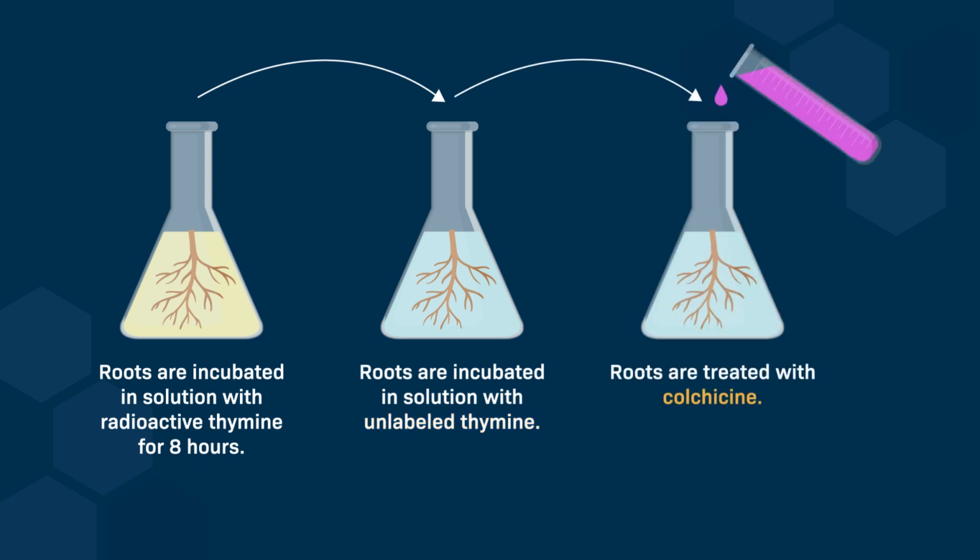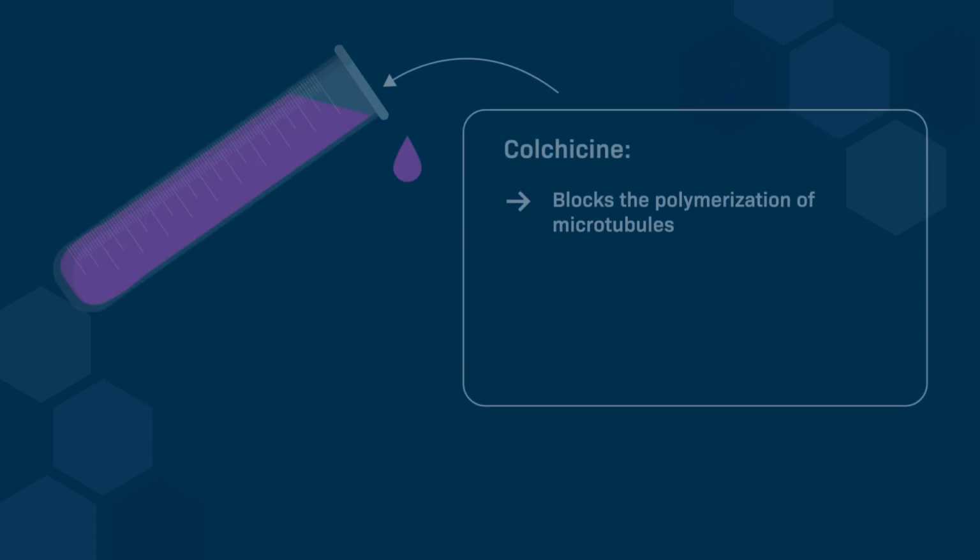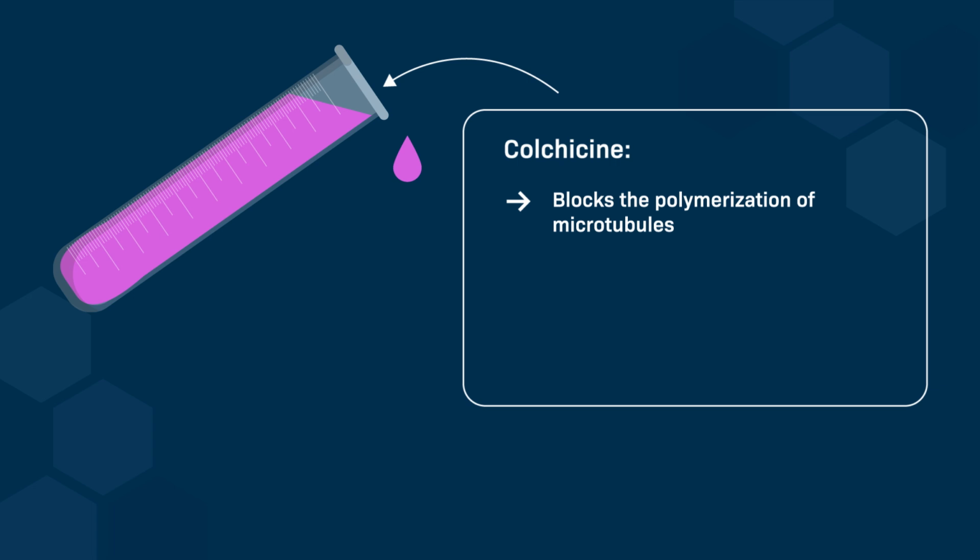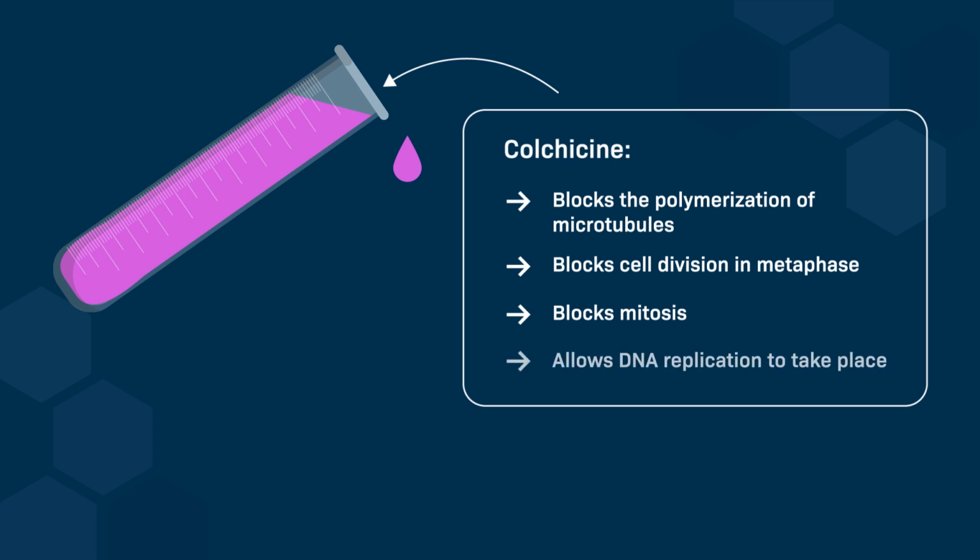Next, the roots were treated with colchicine. This drug blocks the polymerization of microtubules and blocks cell division in metaphase, where mitotic chromosomes are easily visible. In colchicine-treated cells, mitosis cannot proceed, but DNA replication is not stopped. This step aims to make the chromosomes easily visible under light microscopy, allowing scientists to distinguish the sister chromatids.